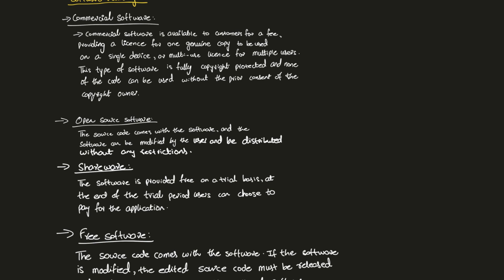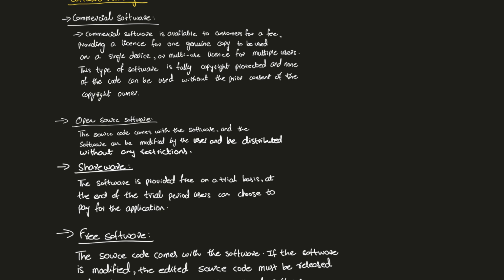Lastly, you have free software. The source code comes with the software, and if the software is modified, the edited source code must be released under the same conditions as the original software. This is not a condition in open source software. In open source software, you can literally just do whatever you want. But in free software, you have to stay under the same conditions as the original software.